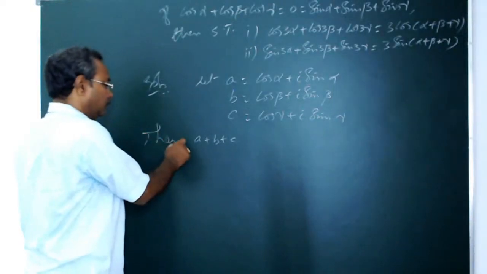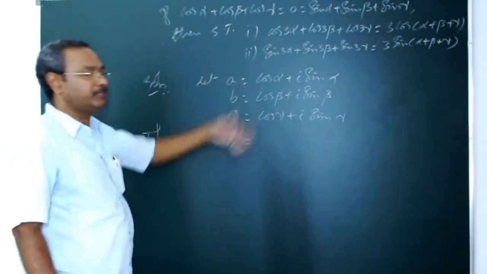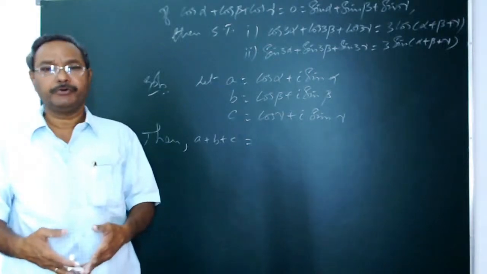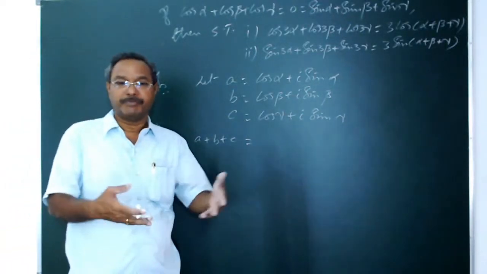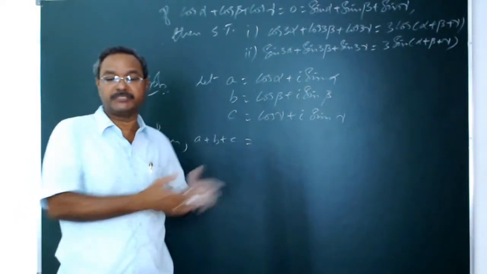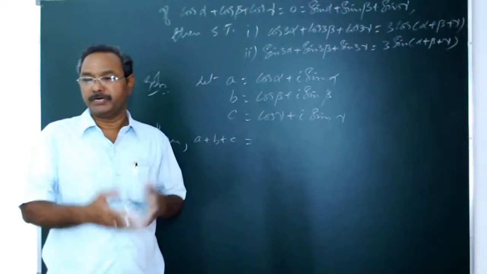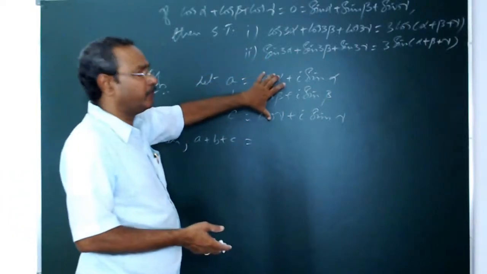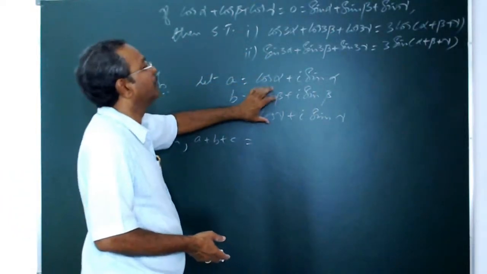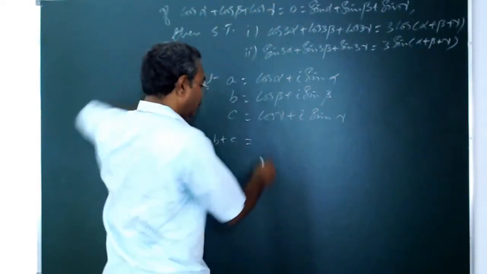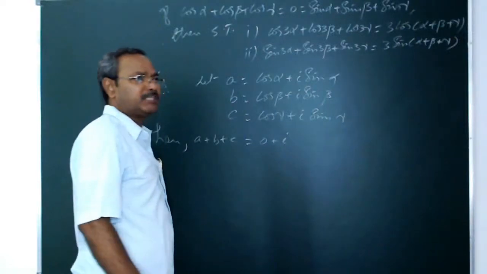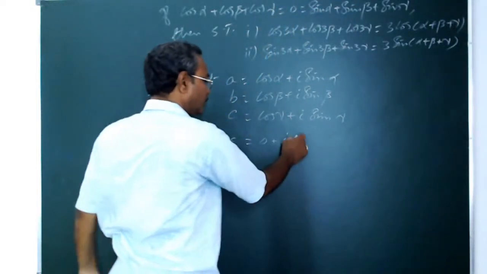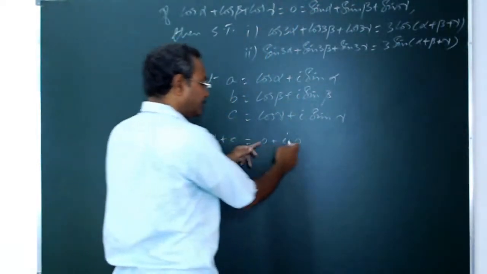Then A plus B plus C is equal to the sum of the three complex numbers. If you add multiple complex numbers, all that we have to do is, the real part of the summation is the sum of the real parts, plus I times the imaginary part of the summation, which is the sum of the imaginary parts. So, what is the real part of A plus B plus C? Sum of all the real parts, cos alpha plus cos beta plus cos gamma, which is 0 by virtue of the given condition. So it is 0 plus I into the imaginary part, sin alpha plus sin beta plus sin gamma, which is again 0. So, A plus B plus C is equal to 0.